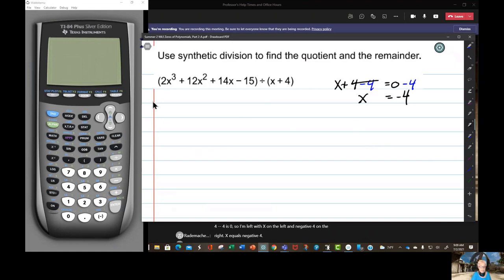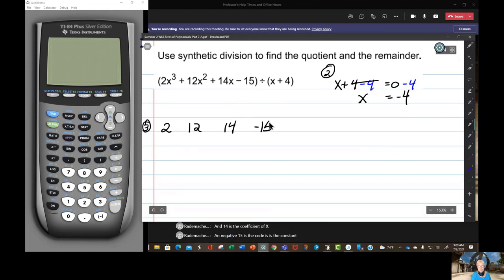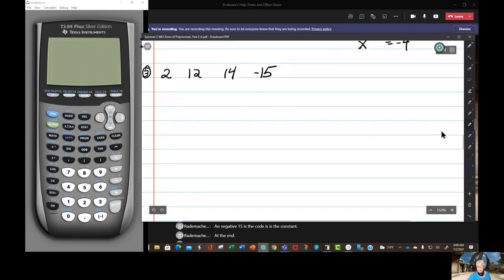So I jump right to step 3. This was step 2. This was step 3, or will be. 2 is the leading coefficient, and 12 is the coefficient of x squared. And 14 is the coefficient of x. And negative 15 is the constant at the end. And now I'm going to do just what I did before.